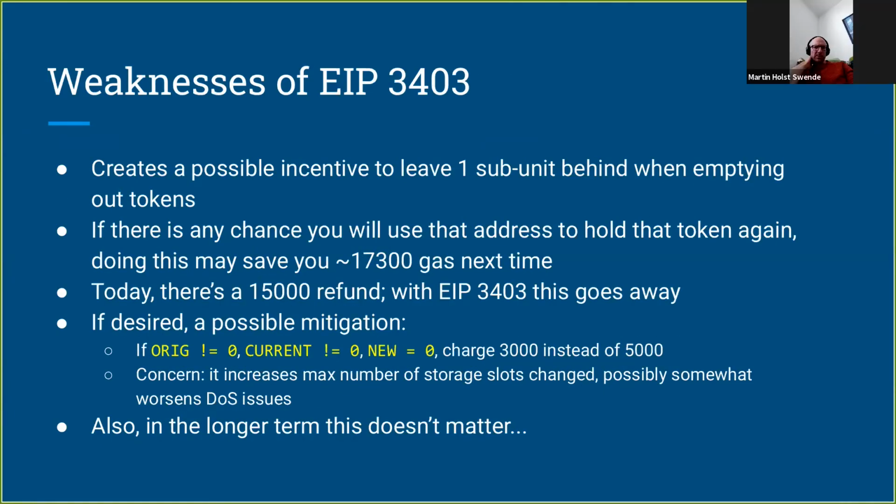So regarding your possible mitigation, I'm not sure I follow the numbers there, because 5,000, that's not what it costs today. It is if it's a cold S-store, right? I don't think it's 5,000. It should be. I think it's 2,900 for the S-store and then 2,100 for the cold read.